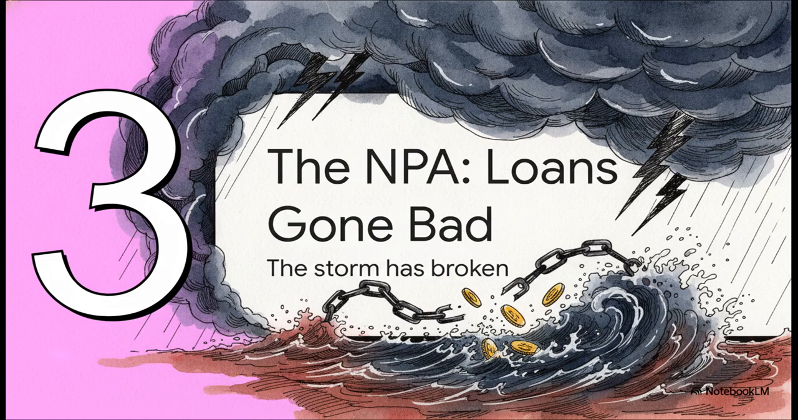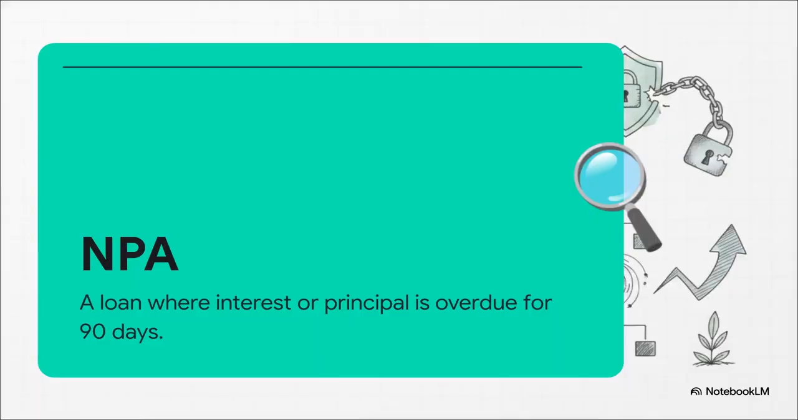Now for Section 3, the NPA, loans gone bad. The storm has officially broken. So what exactly is an NPA? A non-performing asset is a loan where the interest or principal payment is overdue for exactly 90 days. It is a completely rigid, unforgiving rule.